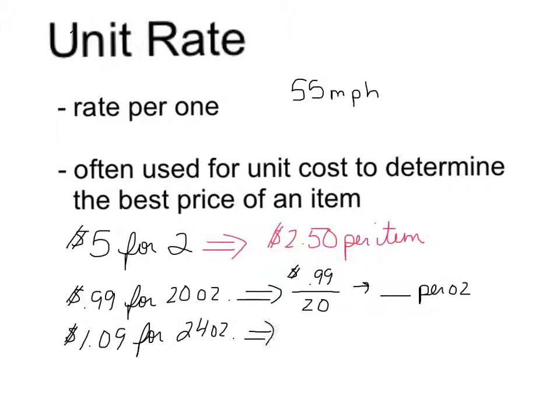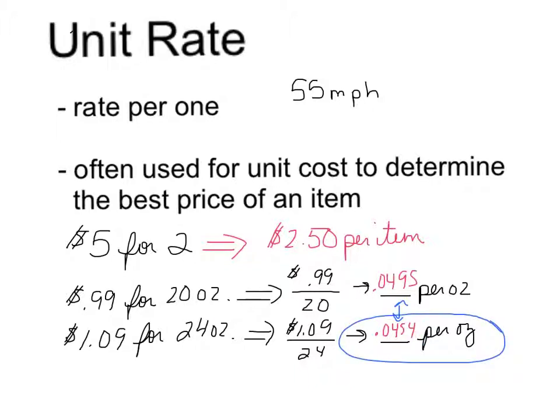And then I would do the same thing. What's $1.09 divided by 24? This would also give me the unit price per ounce. And then what I could do is compare these two prices. And so when I look at these unit rates, I get 0.0495 and 0.0454. So actually, the $1.09 for 24 ounces is the better unit price, or unit cost. Okay, so this is one application of unit rates.